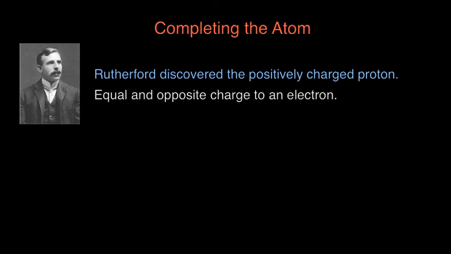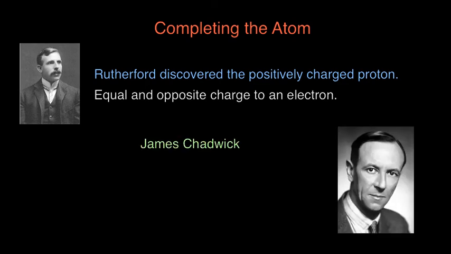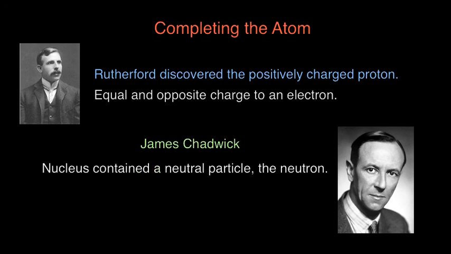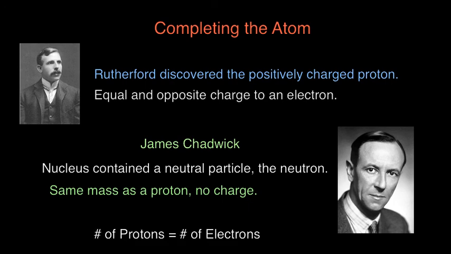They are positive. It took a little while later, but a co-worker of Rutherford by the name of James Chadwick showed that the nucleus also contained another subatomic particle, a neutral one that he called the neutron. The neutron is pretty much the same mass as a proton, but does not have a charge. Since atoms are neutral, the number of protons in the nucleus will equal the number of electrons surrounding the nucleus.